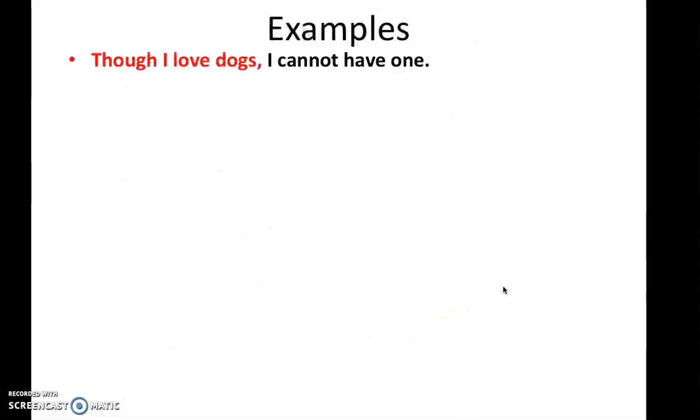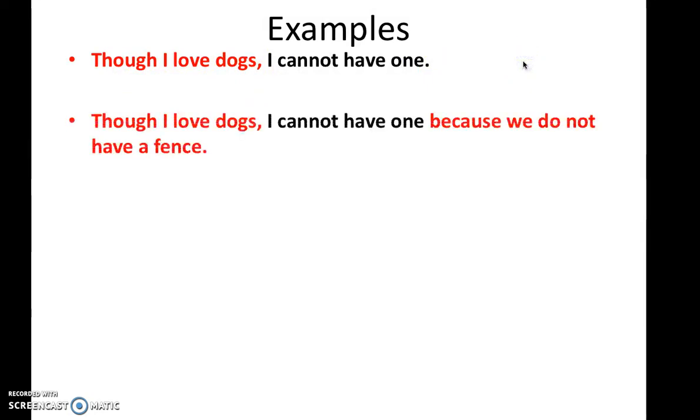So here are some examples. Though I love dogs, I cannot have one. I love dogs is a complete thought. You put though in front of it, it's not so complete. It's a baby. I hear it crying. Though I love dogs, I cannot have one because we do not have a fence. And notice this has two dependent clauses, one independent. It's still simply complex because it only has one independent clause, but it has two dependent ones. We do have, with because at the beginning. I love, with though at the beginning.